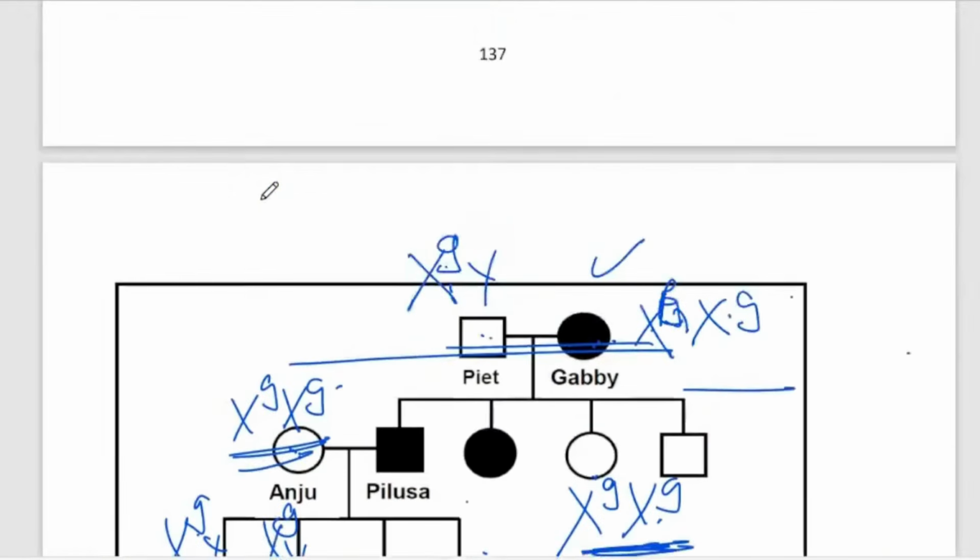The one who is normal has a recessive allele, if it's caused by a dominant allele. The one who is sick is the one who has a dominant allele. You understand? Yes.